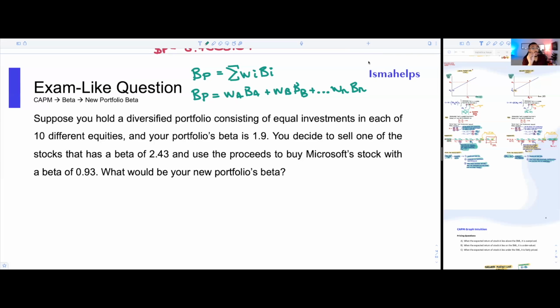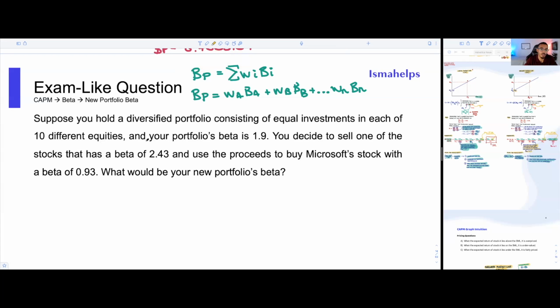That's the only formula that I need you to remember when doing something related to beta. Once again, it's important to understand that the beta of a portfolio is essentially equal to the sum of the weighted betas. Okay, you'll see what I mean in a second. So let's read through this question together and let's get to it.